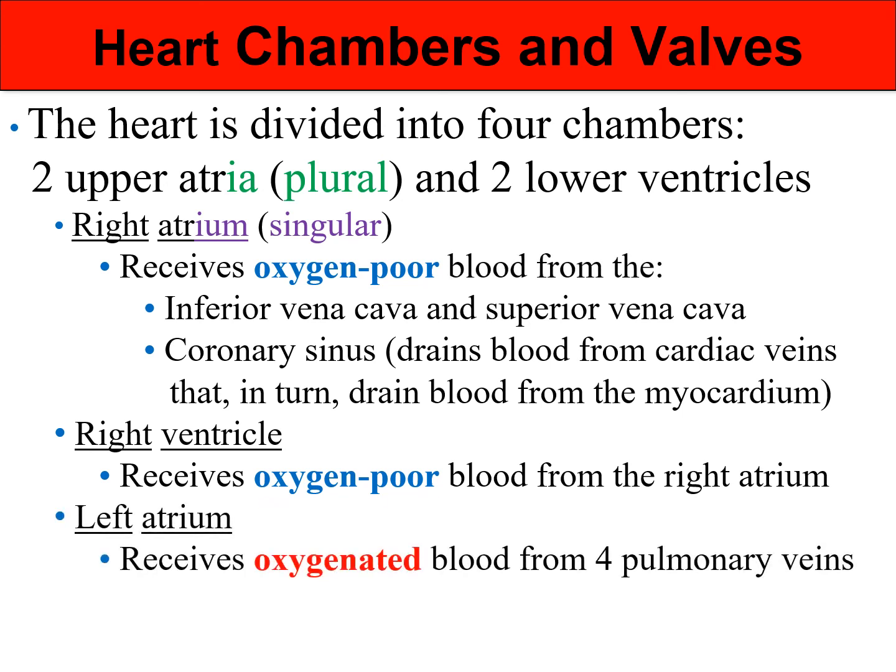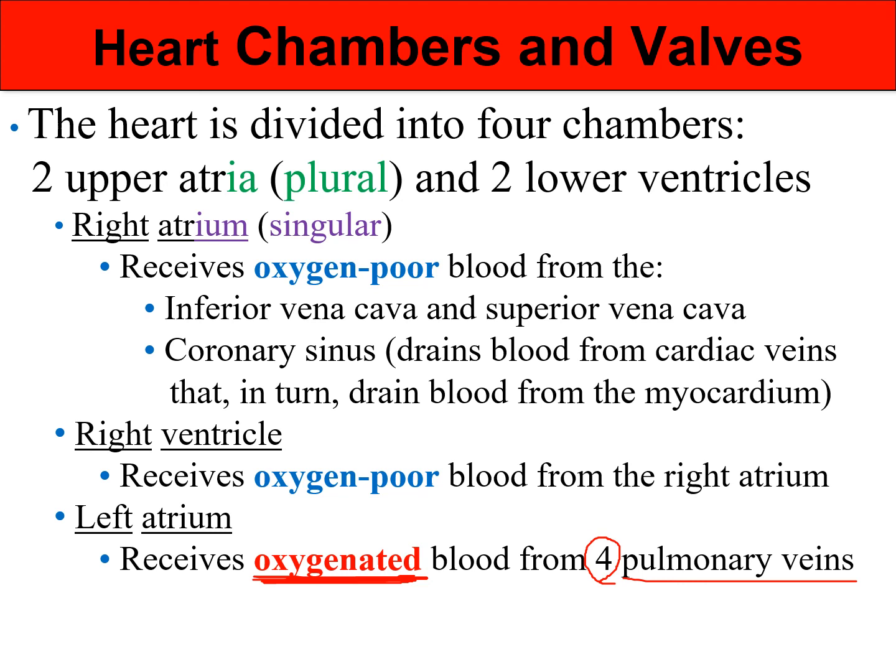We have a left atrium. Now note that I'm coloring this red to indicate that this chamber is getting oxygen-rich blood. And that oxygen-rich blood, guess where that's coming from? It's coming from the lungs, yeah. And so we have these 4 blood vessels called pulmonary veins that are taking that oxygen-rich blood from the right and left lungs and dumping it into the left atrium.